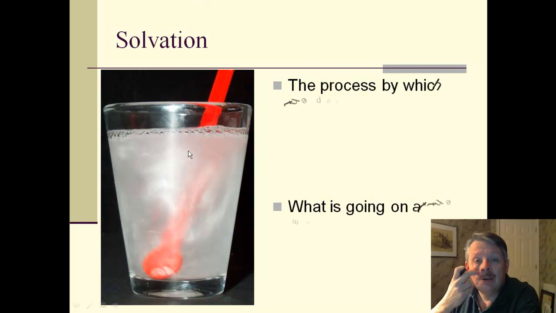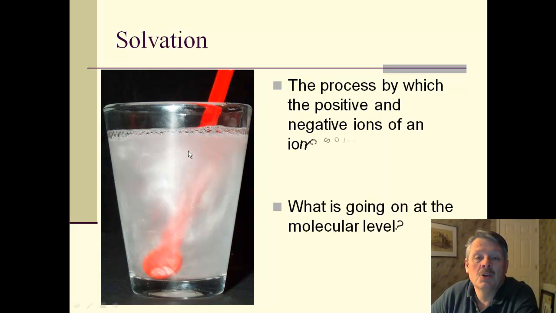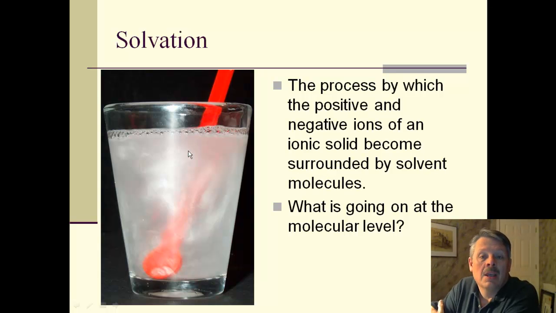Okay, so here is a salt solution that we're starting to mix up. We put a bunch of salt in it, we've stirred it around, etc. We have the concept of solvation. So again, pause the video and write down what solvation means. It is the process by which the positive and negative ions of an ionic solid become surrounded by solvent molecules. So you have to think about what's going on at the molecular level. And we'll see this in just a second. So pause the video, write that down.